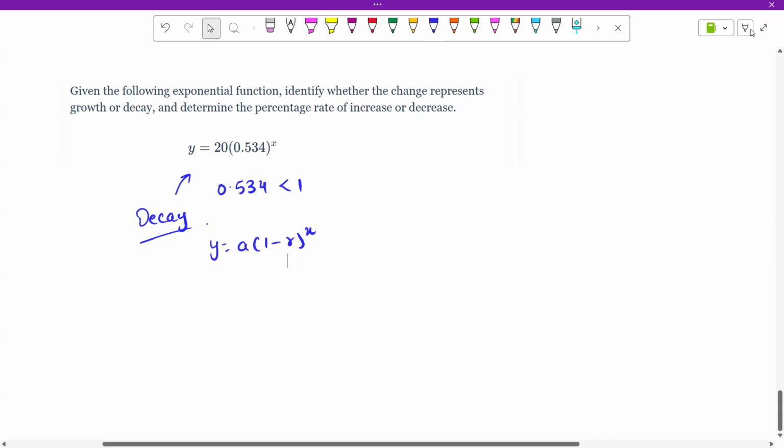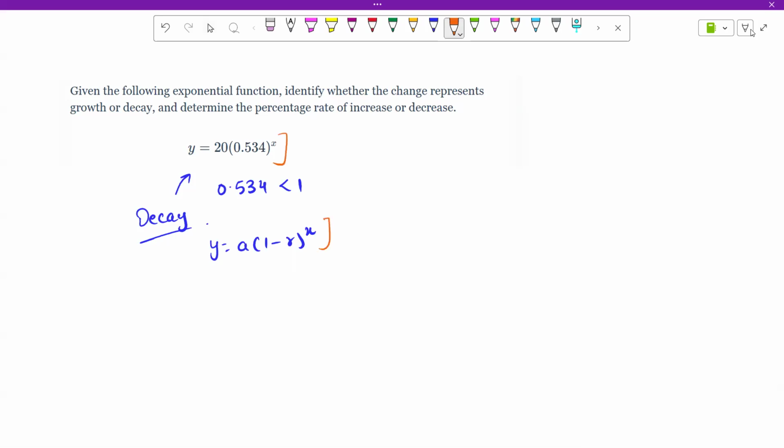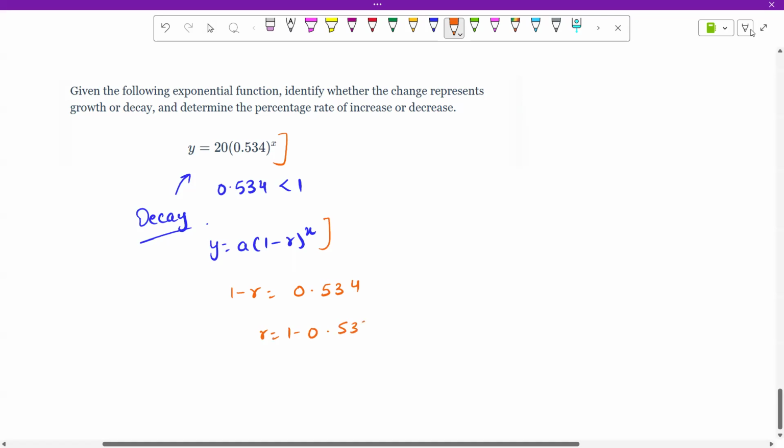When we make the comparison with the original equation, how can we find r? We subtract the thing that is left over from 1, and we get r. Yes, because 1 minus r is nothing but 0.534. So r is 1 minus 0.534. And how much is that going to be?